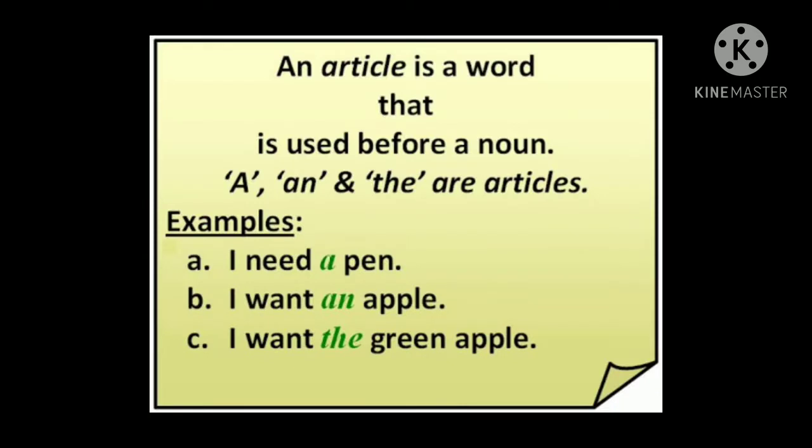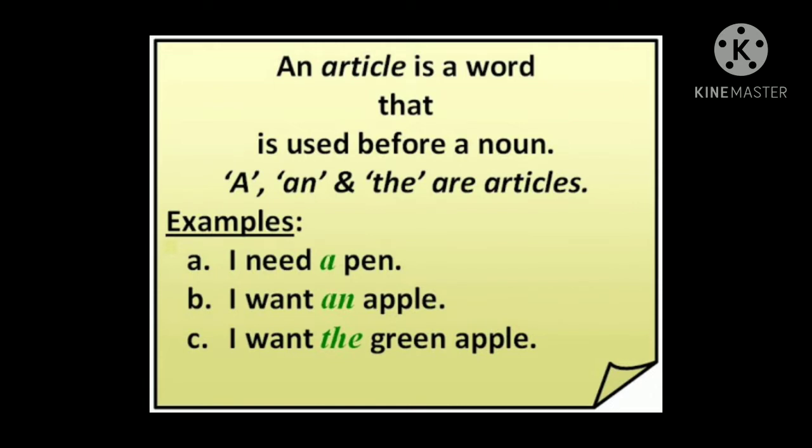Let us first understand what an article is. An article is a word that is used before a noun. We always use an article before a noun because we are telling what the noun is, whether it is singular or plural in nature. A, an, and the are articles. So these words are called articles: a, an, and the. Let us see some examples.